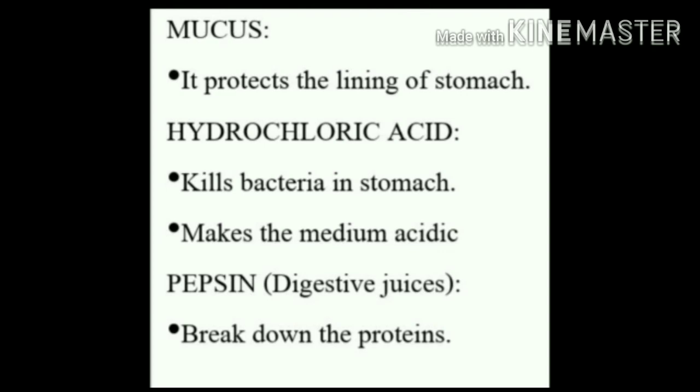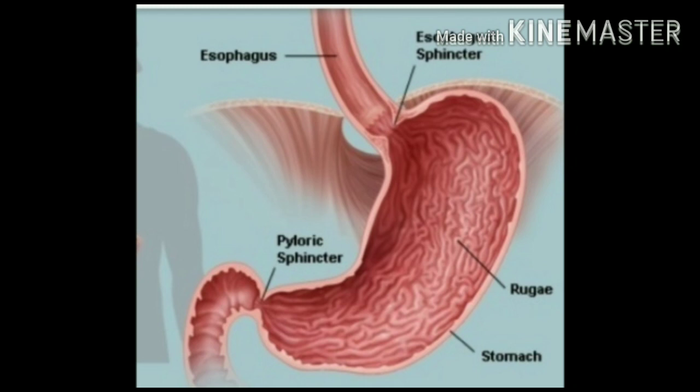The digestive juice contains an enzyme, that is pepsin. This will become active in acid medium. And this digestive enzyme breaks down the proteins into simpler substances. The partially digested food then goes from the stomach into the small intestine.